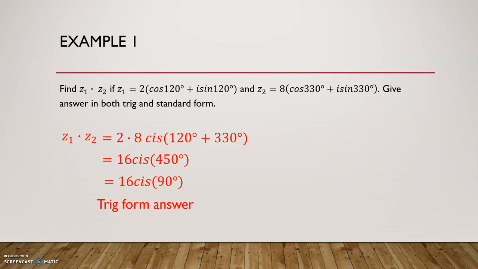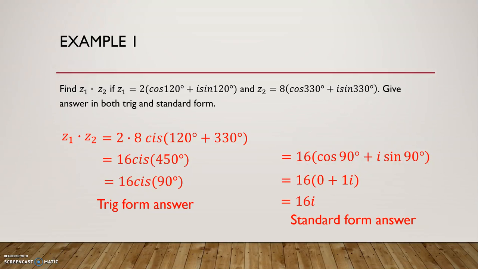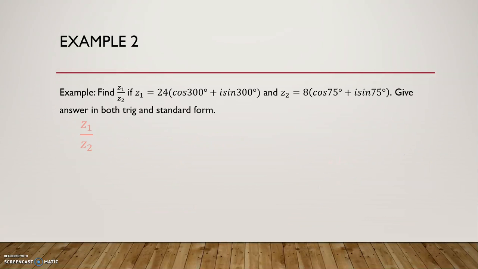And then we went over in the last lesson how to go from trig form into the standard form of a complex number. So we're going to re-expand the CIS to give us cosine 90 plus i sine 90, and then we'll evaluate. Cosine 90 is 0, sine 90 is 1, and then distribute. So in the end, we end up with 16i as our standard form answer. That would be the final answer if I asked you for standard form. Okay? All right, so then for the division, it's just as simple.